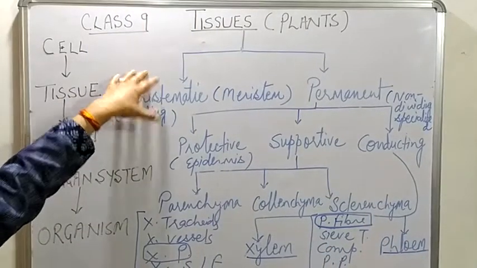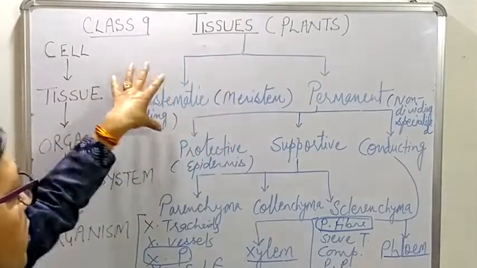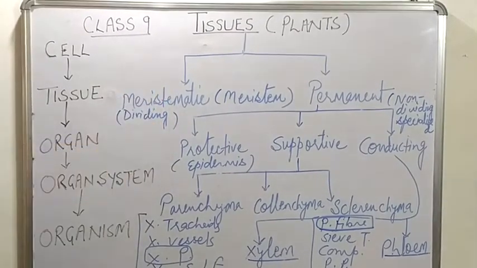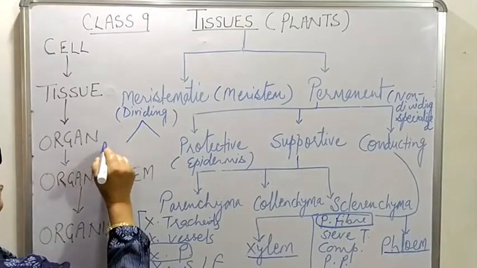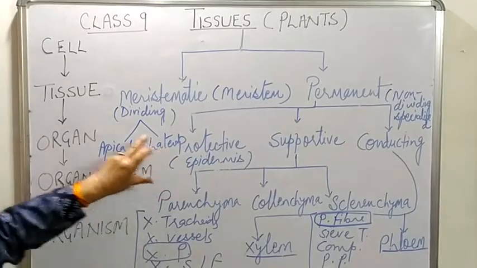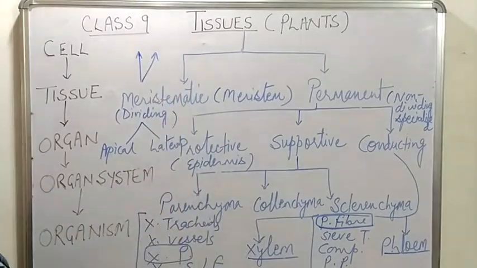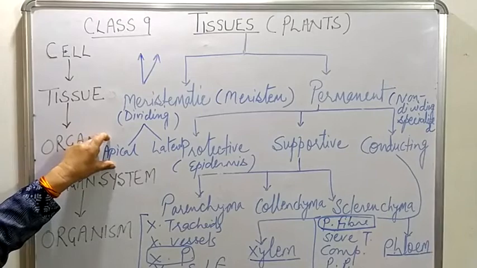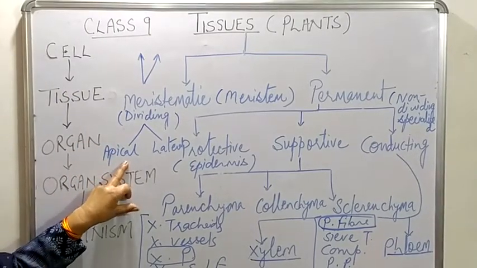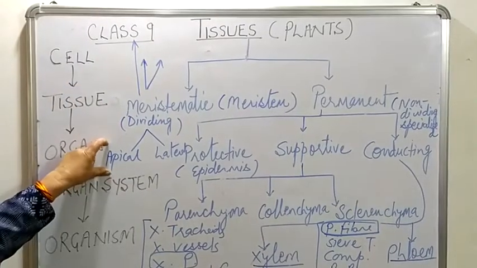Now come back to meristematic, and once more you can revise that in plants, 2 types of tissues are there. One is meristematic and the other is permanent. Meristematic tissue is made up of actively dividing cells. There are 2 types of meristem: one is called the apical meristem and the second is called the lateral meristem. Apical is present in the apex, meaning the tip of the stem, tip of the branches, tip of the axillary buds. Because this is made up of actively dividing cells, this will help the stem to grow in height. The stem will grow in height because of apical meristem.